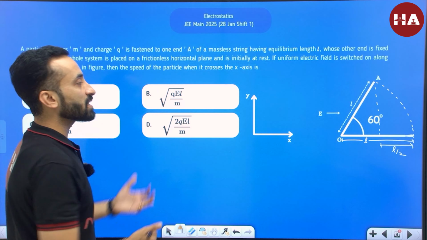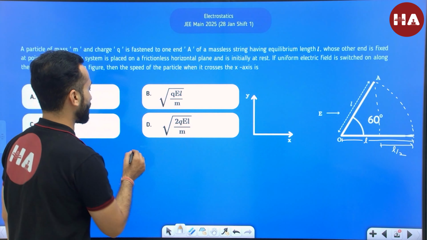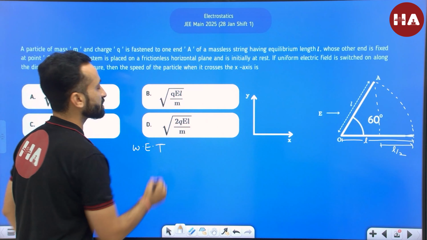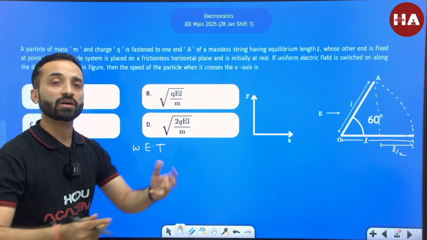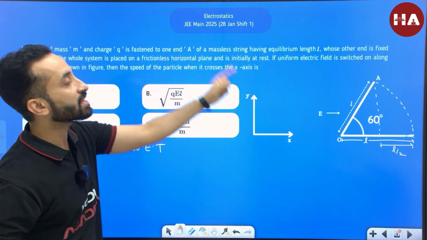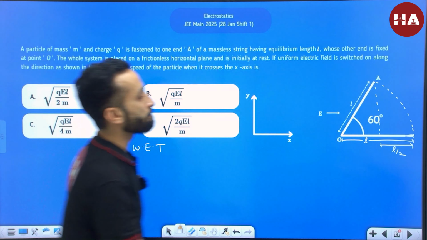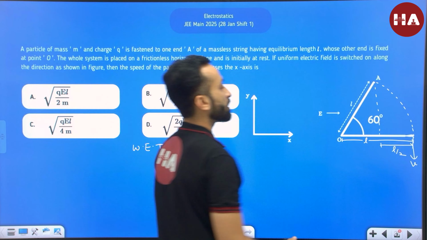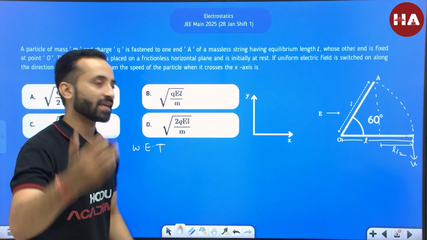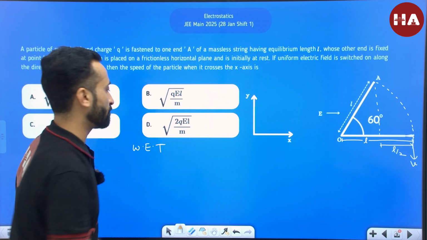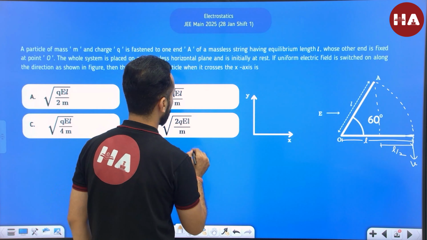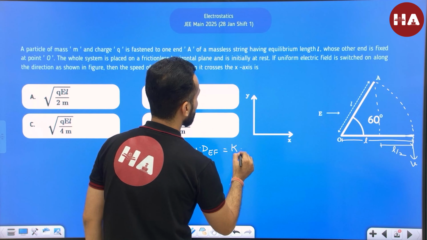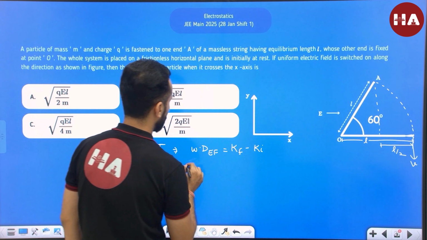Because ultimately I can clearly understand that we have to talk about work energy theorem here, because it is the electric force which is doing work, and that work is providing kinetic energy to the particle, right? So it is moving in the y direction at this instant, but whatever kinetic energy it has gained is because of the work of electric field. So what are we going to write, students? We will write work done by electric field is equal to K final minus K initial.